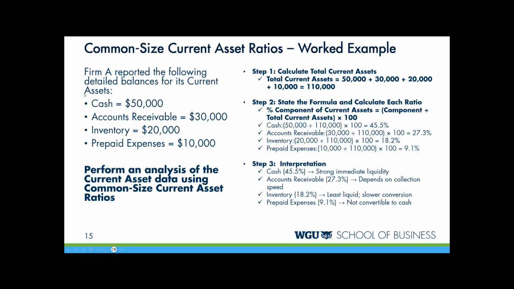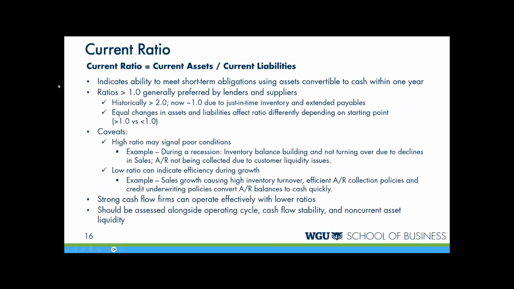Okay, if there are no questions, we'll move on to the next topic, which is the current ratio. Our formula for the current ratio is current assets divided by current liabilities. This is going to indicate our ability to meet short-term obligations using our assets that are convertible to cash within 1 year. As we said, our expectation is that we should be able to convert our accounts receivable to cash within 30 days. Inventory, same thing. We want to be turning over our inventory regularly. We don't want to hold high amounts. We want to turn it over into cash.